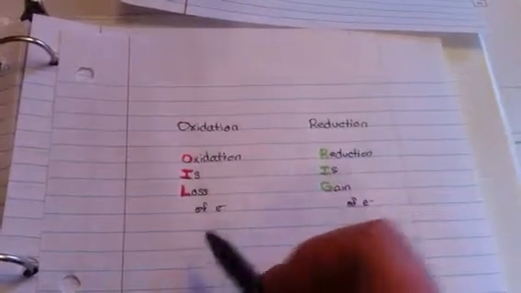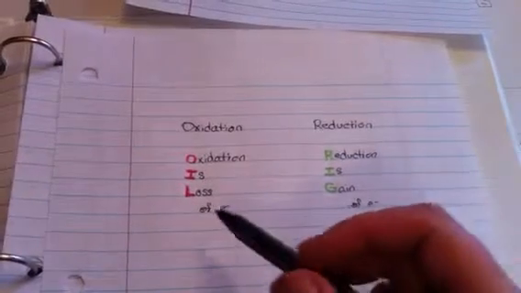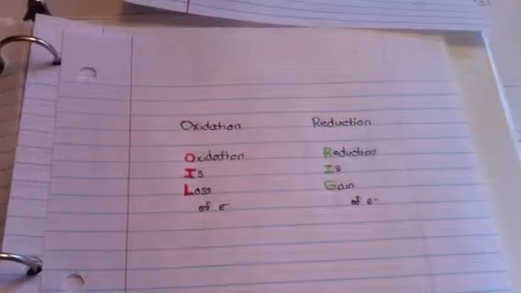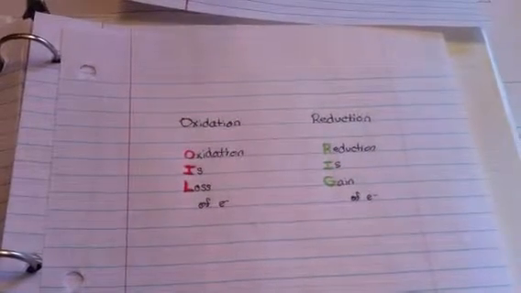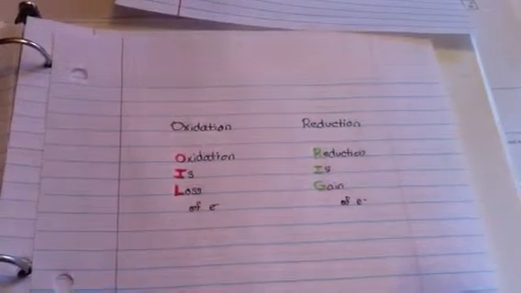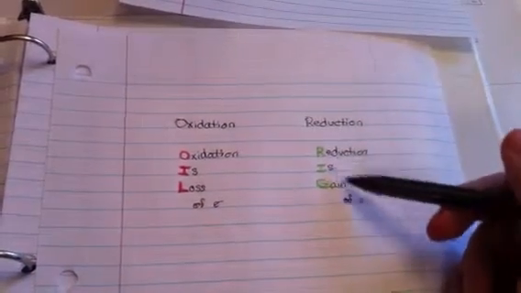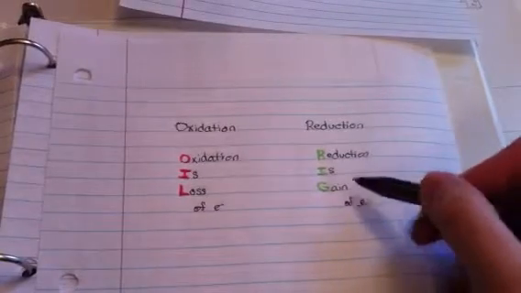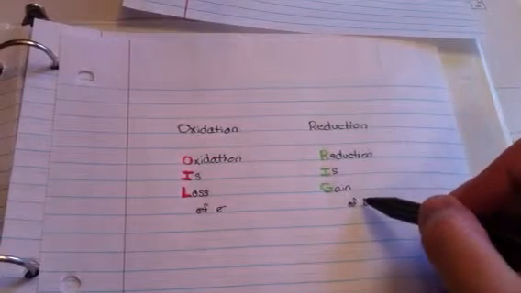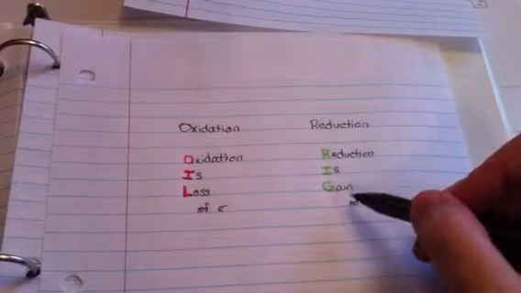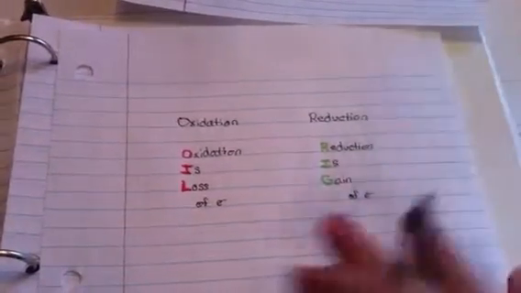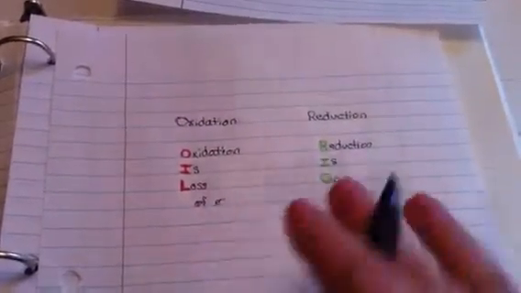So what that means, we know that electrons are negative. So if we're losing electrons, then we are becoming more positive, because if we're losing negative charges, we're becoming more positive. And with reduction, we're gaining electrons, we're gaining more negative charges. So we're becoming more negative. So that's the base for that.